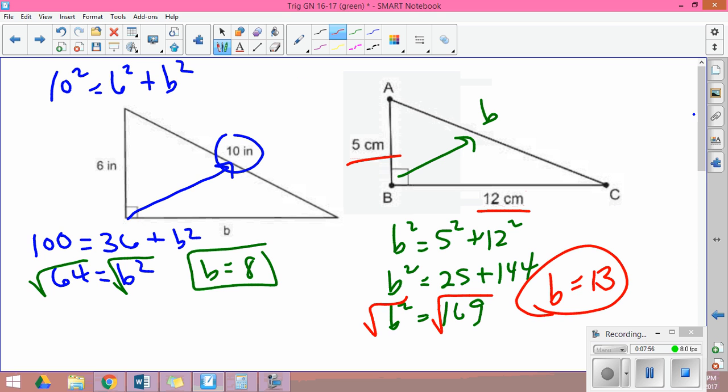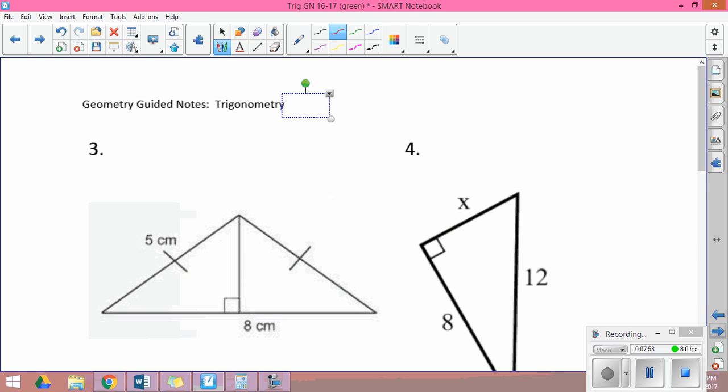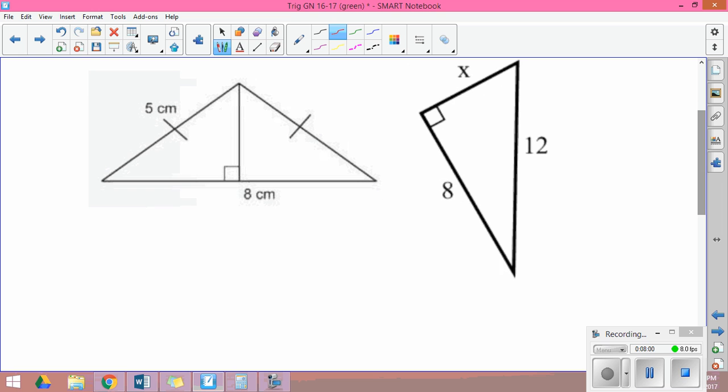Now the problems can get a little more complicated looking. But if you remember, these hash marks mean this is an isosceles triangle. When we have that perpendicular segment and those pieces equal, that means these pieces down here are equal. So that means that is 4, since the whole thing is 8. This is a leg that I don't know.